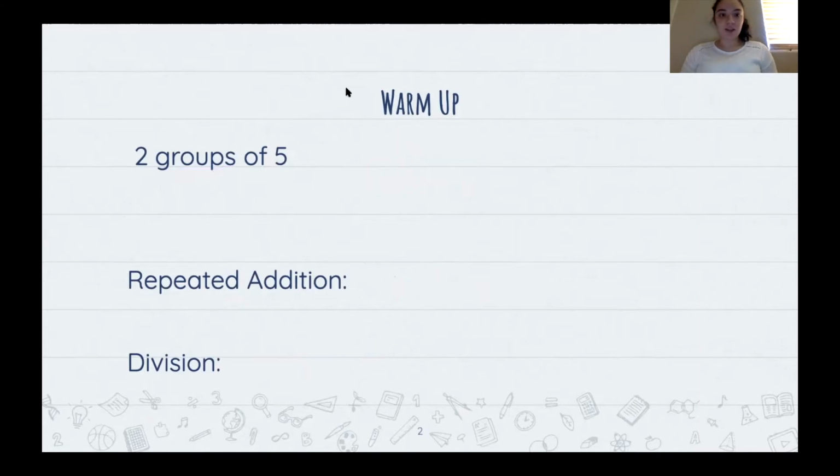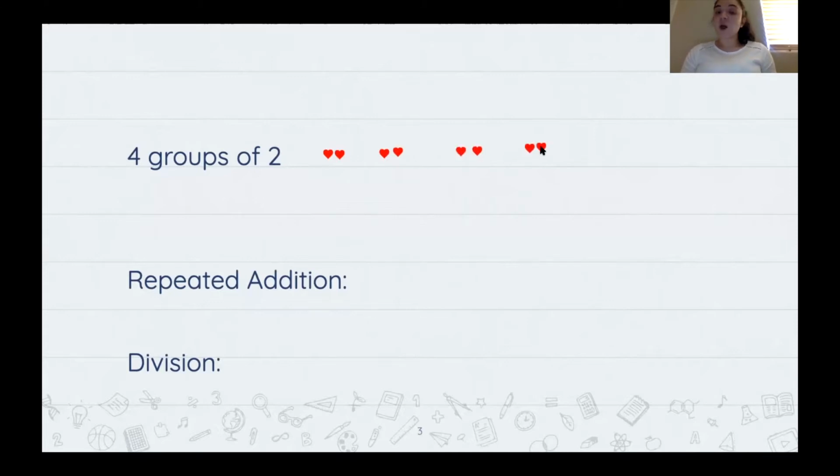Let's go ahead and try that again. We're going to move to the next problem. This time we have 4 groups of 2. So I'm going to use hearts. We have 4 groups with 2 hearts in each. Let's just draw a grouping here. So I just drew a picture. You don't have to have an array. You could always just have equal groups like we have here.